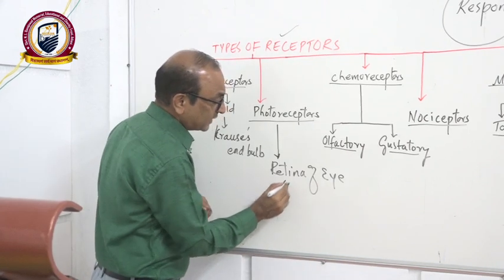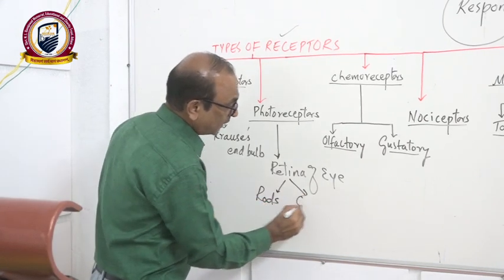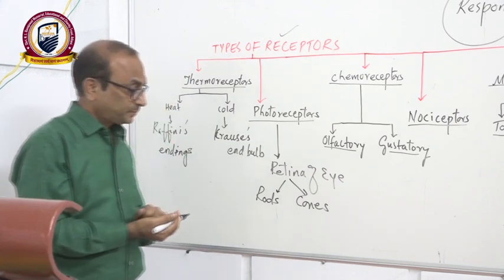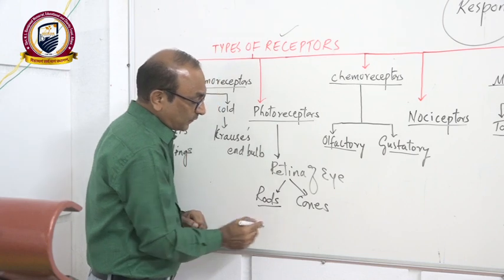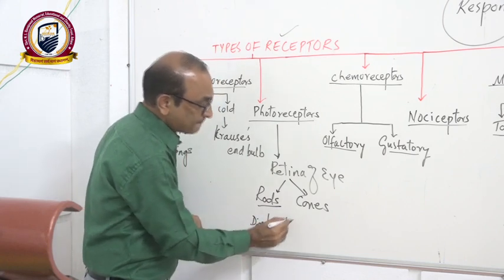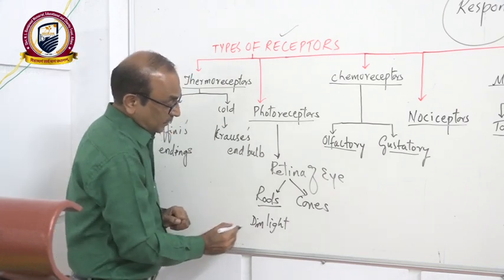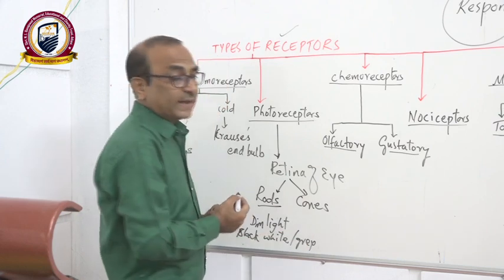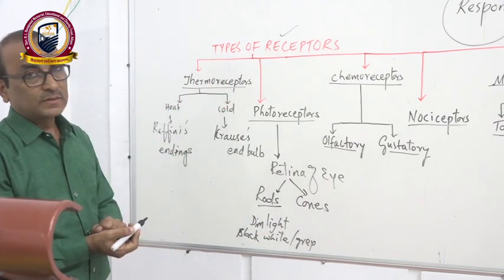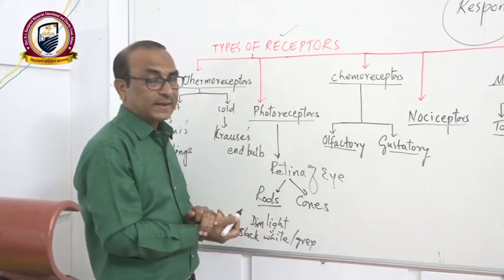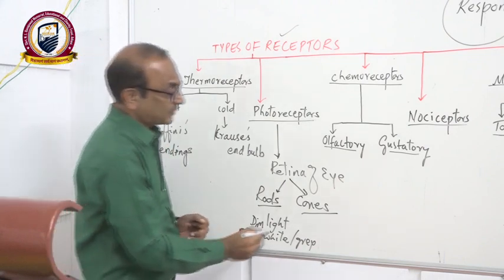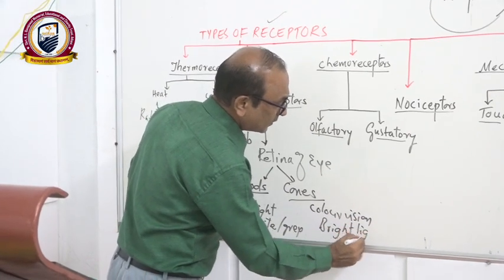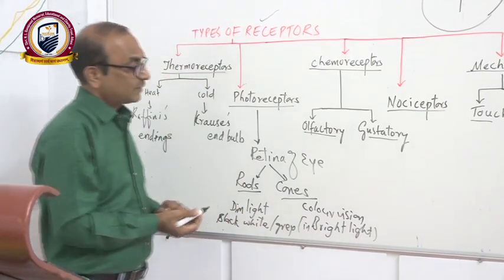The retina contains two types of cells, rods and cones. They are responsible for photoreception or vision. Rods usually are useful in dim light, and only black and white or grey shades we can detect by using rods. So usually night vision we call; there the rods help us. And cones are for color vision, and it needs bright light. So color vision in bright light is through the cones.